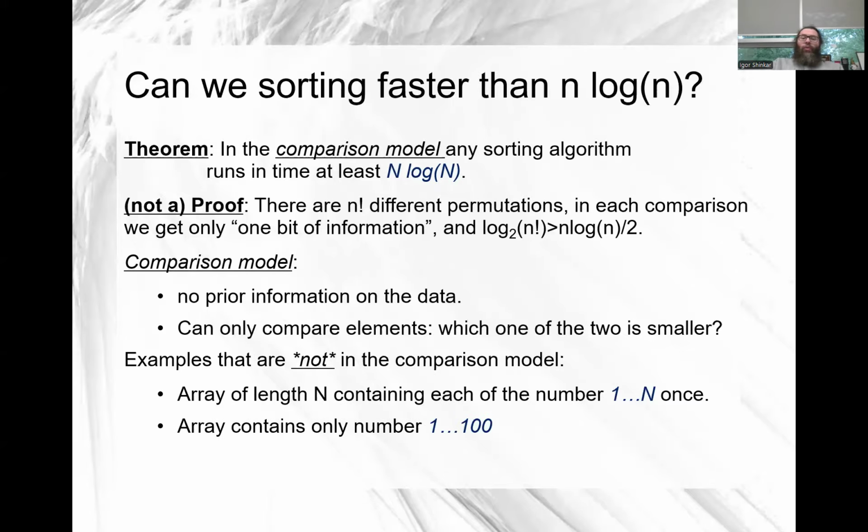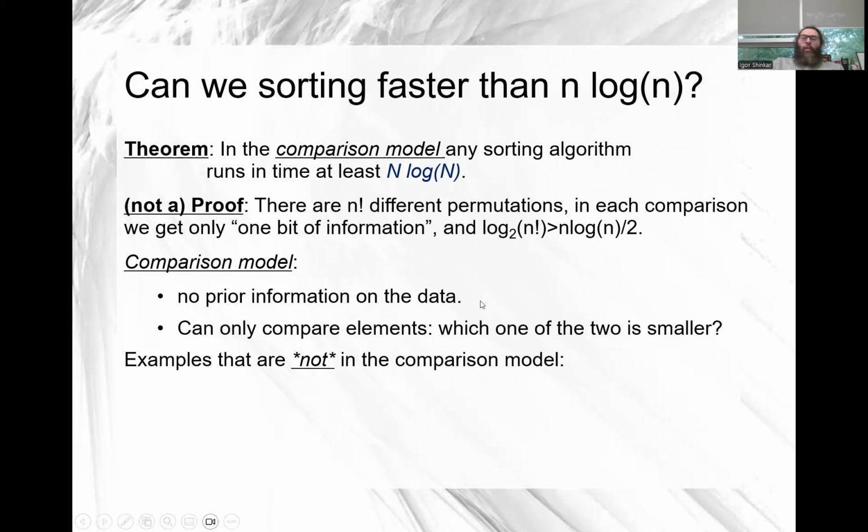Okay, so these are two examples, but if we don't know anything about the elements in our array, then for most general algorithms, n log n is the best. And there's no proof here. There's something about n factorial, the total number of permutations, and log of n factorial is approximately n log n. It's not a proof. These are just the ideas of the proof, but I will not say exactly what I mean by this.